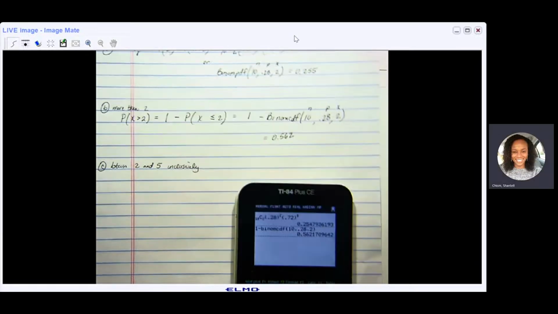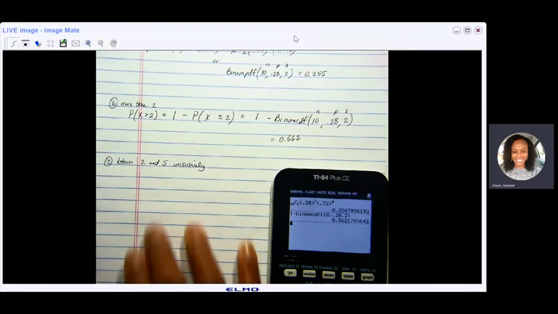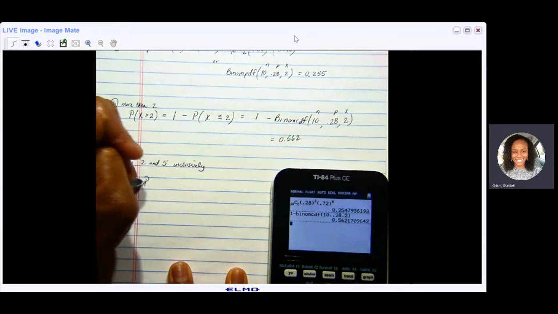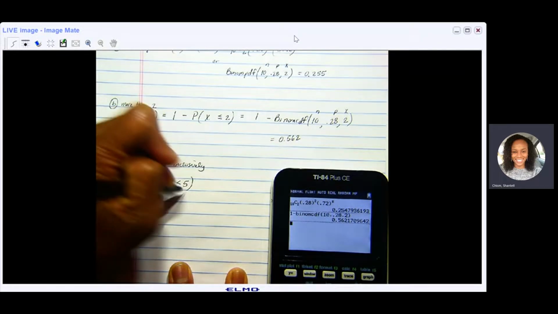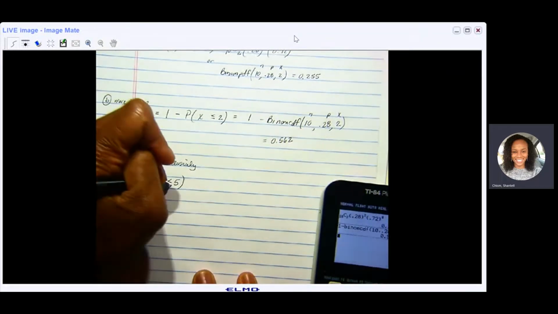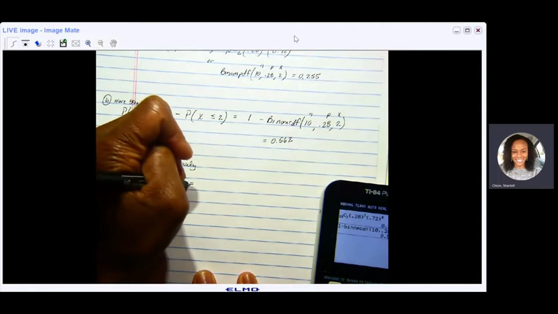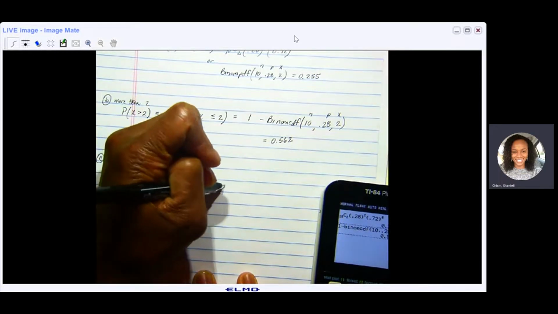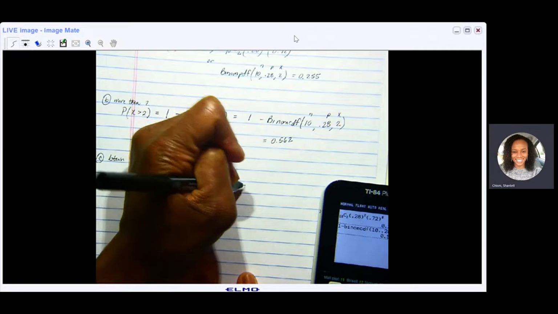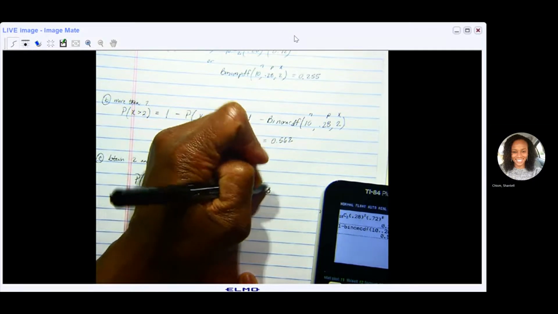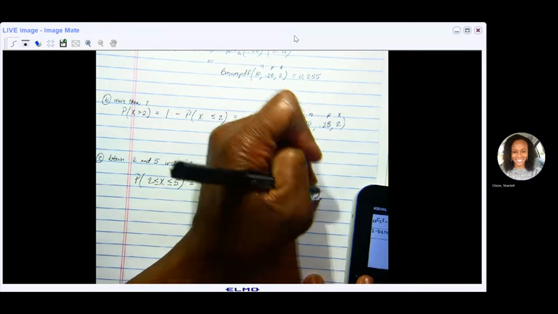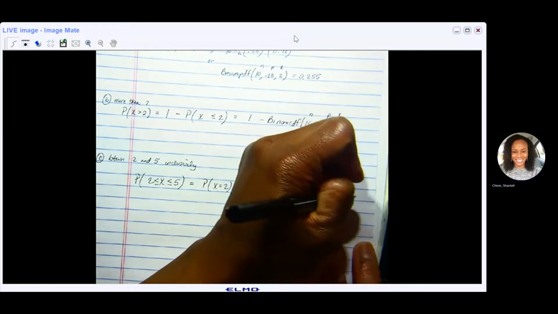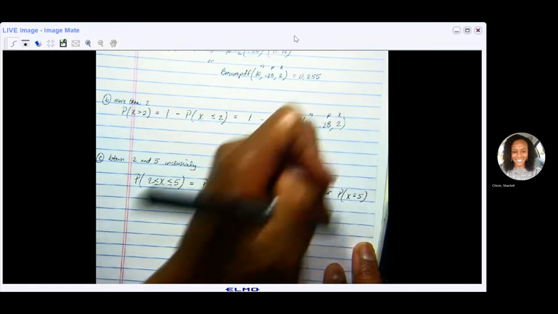All right, so the part C, between 2 and 5 inclusively, probability that X is between 2 and 5 inclusive. That means including the 2 and the 5. So that would be the probability that X is 2 or 3 or 4 or 5.